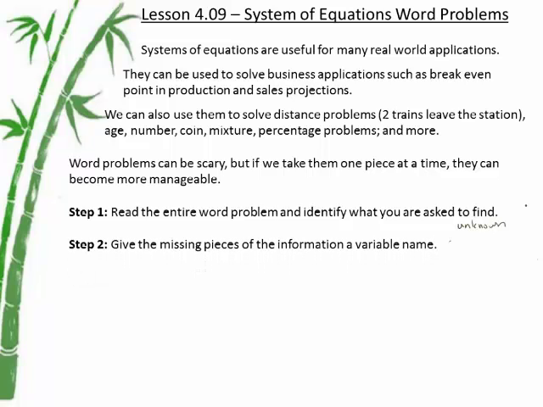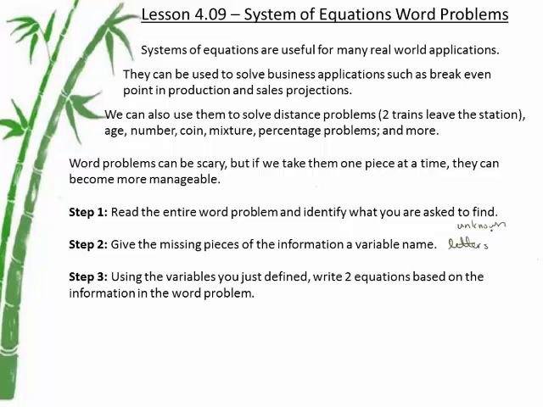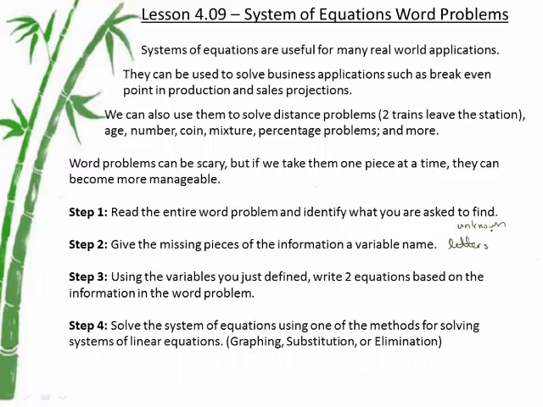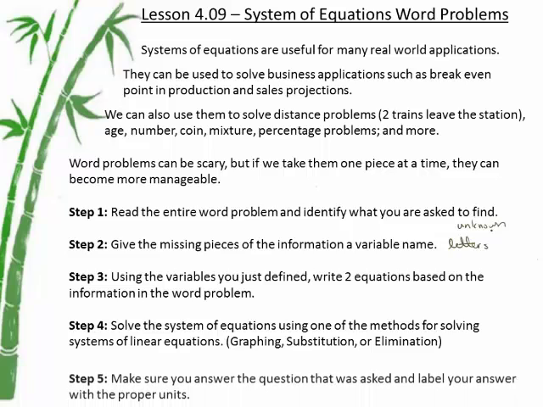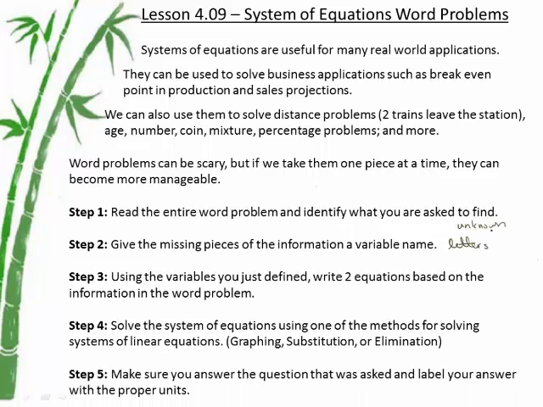Next, give the missing pieces of information a variable name. So this is letters, X and Y, or whatever letters you want to use. Using the variables you defined, write 2 equations based on the information in the word problem. And then solve the system of equations using one of the methods. And then make sure you answer the question that was asked and label your answer with the proper units.